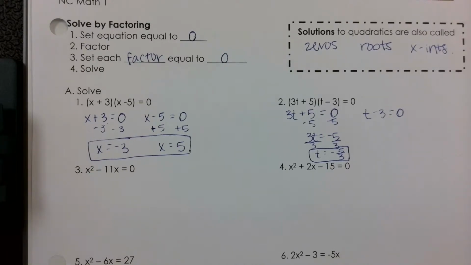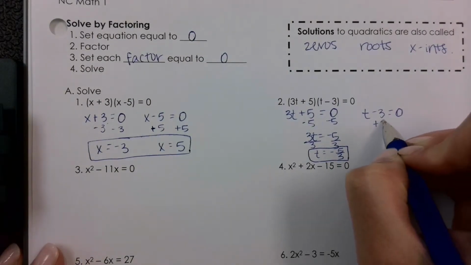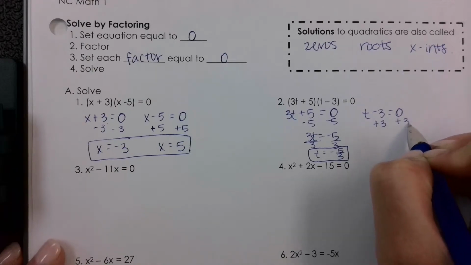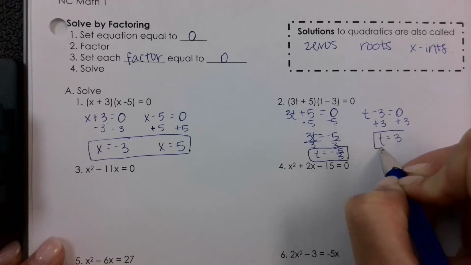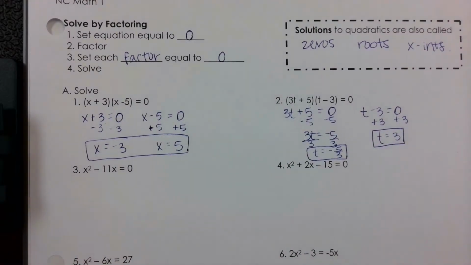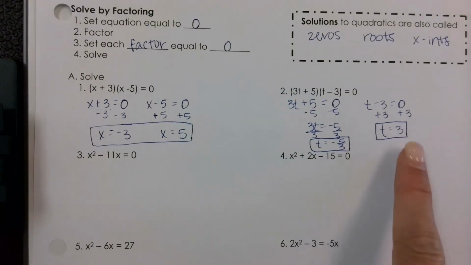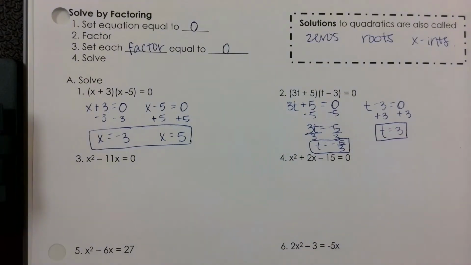Then for our second equation, we've got t minus 3. How are we going to get t by itself? So what does t equal? 3. So our two solutions, or our two roots, or our two zeros, or our two x-intercepts are negative 5 over 3 and positive 3. Is that okay? Questions? Are y'all noticing anything yet? Do you see any patterns?